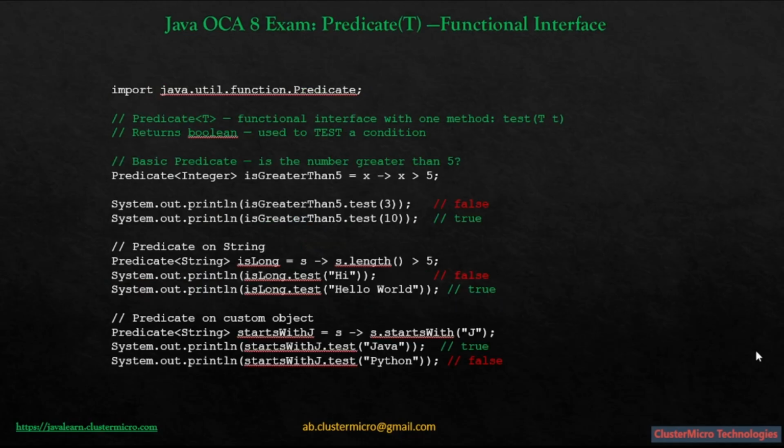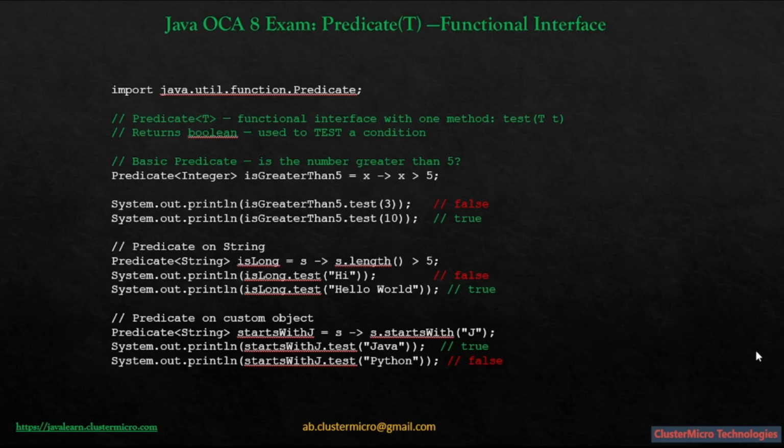Okay. So now we are on the Predicate<T> functional interface, right? Predicate is the functional interface that the OCA specifically names in its official objective. It lives in java.util.function and must be imported. Predicate represents a condition, something you want to test. Its one abstract method is test, which takes an object of type T and returns a boolean. True means the condition is satisfied, false means it is not.